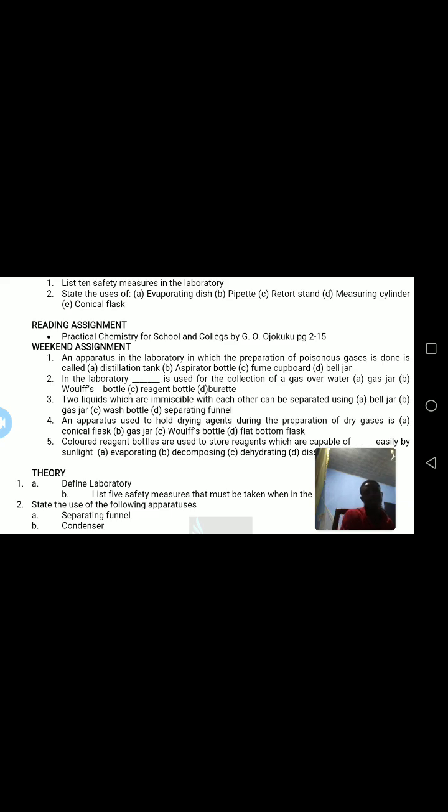The apparatus in the laboratory in which the preparation of poisonous gases is done is called what? A. Distillation tank. B. Aspirator bottle. C. Fume cupboard. D. Bell jar. What is your own answer?